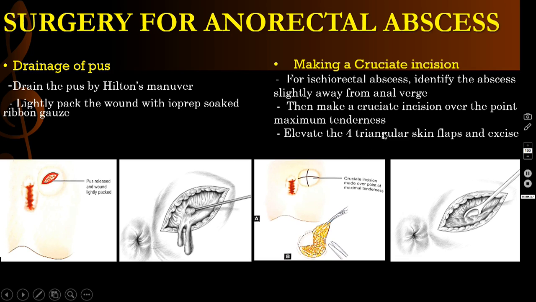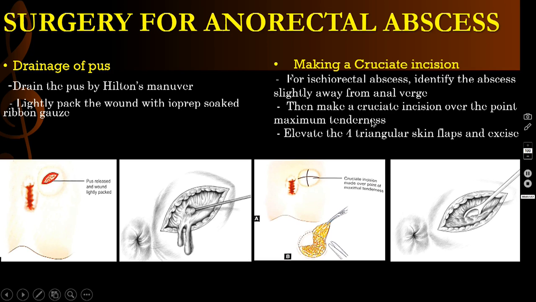When we are dealing with a big perianal abscess or ischiorectal abscess, we can identify the abscess which is slightly away from the anal edge. Then we should make a cruciate incision over the point of maximum tenderness. After this cruciate incision, elevate 4 triangular skin flaps and then drain all the pus. If there is any slough inside, wound debridement can also be done.